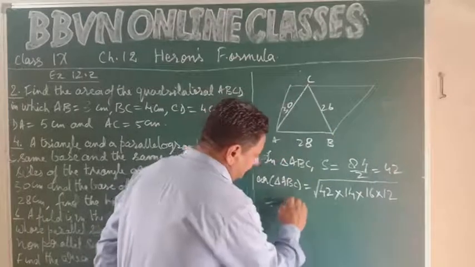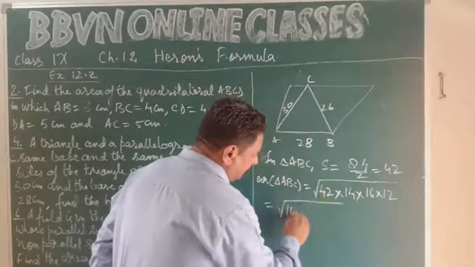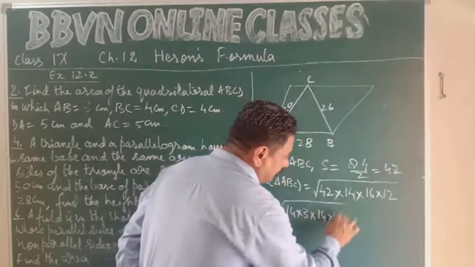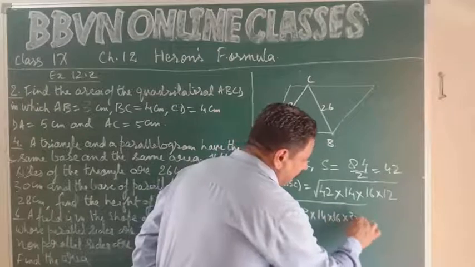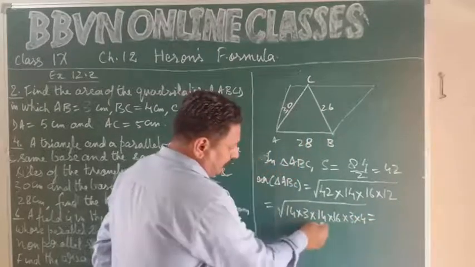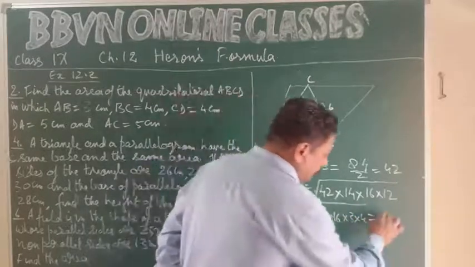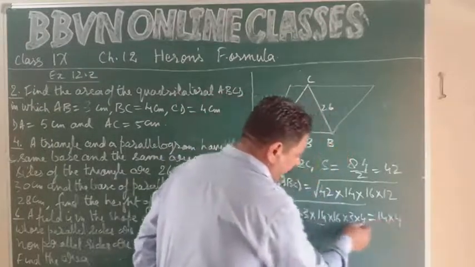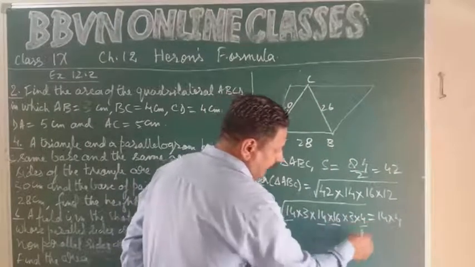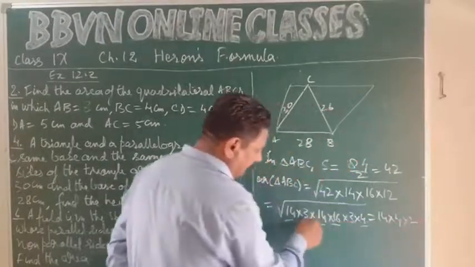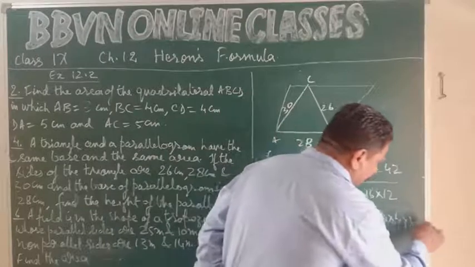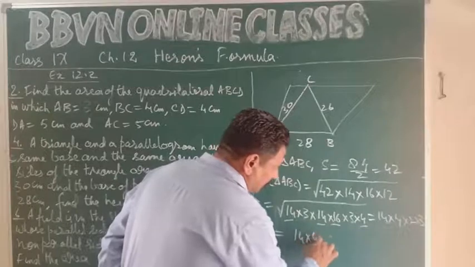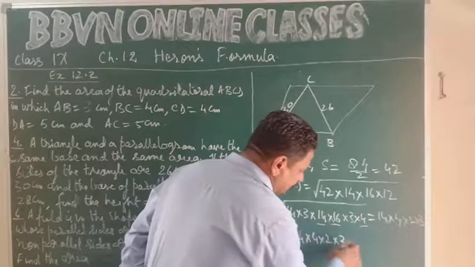See children, 42 is 14 into 3, into 14, into 16. This 12 is 3 into 4. Now 14 into 14, 14 square comes out of the square root, becomes 14. Now the square root of 16 is 4. Now 4, square root of 4 is 2. 3 into 3, 3 square, its square root will be 3. So area of triangle is 14 into 4 into 2 into 3.